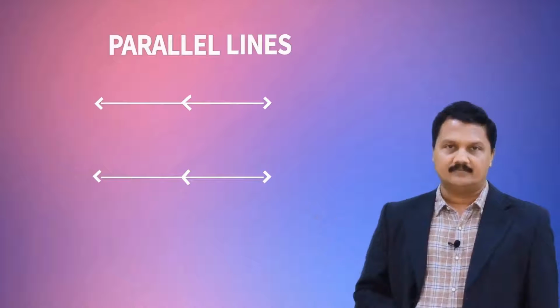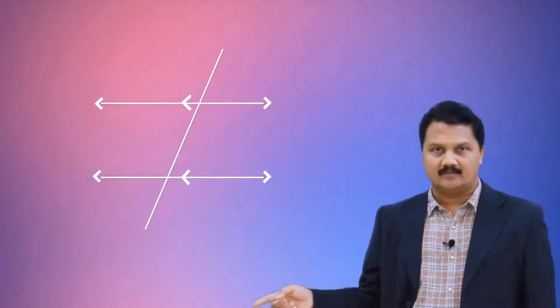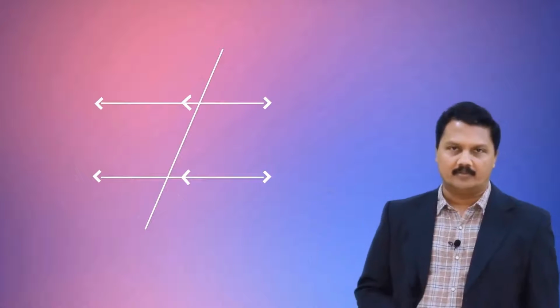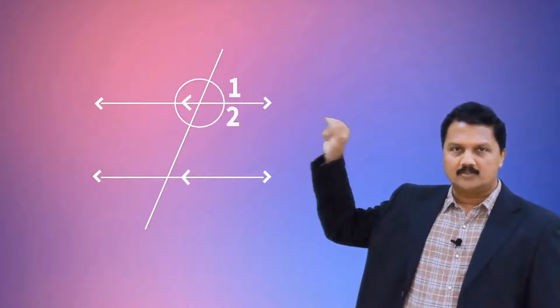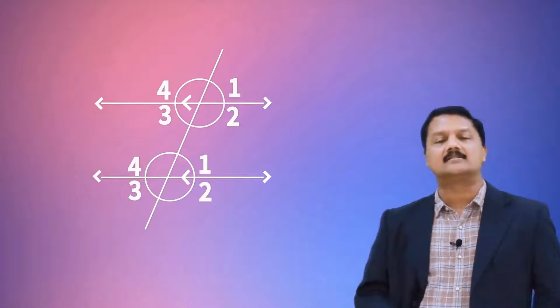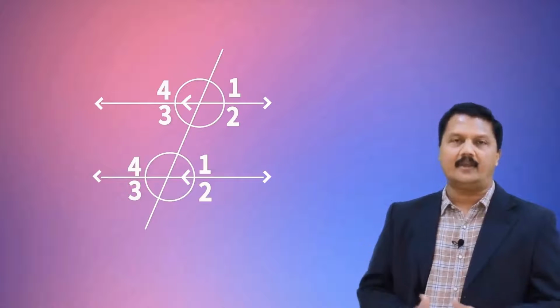Consider these two lines. These two lines are parallel lines. For these two parallel lines, we draw a transversal, a crossing line. Now there are many angles formed. You have 1, 2, 3, 4 there, and again 1, 2, 3, 4. Total 8 angles are formed. Let's segregate these angles in different names.